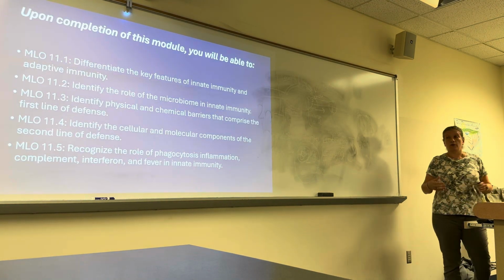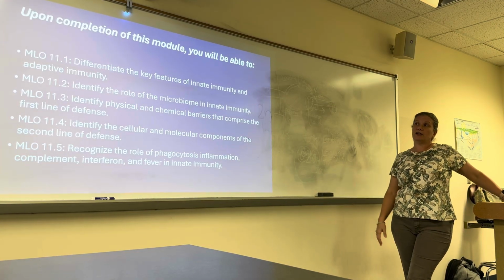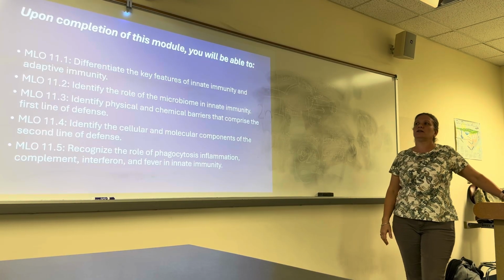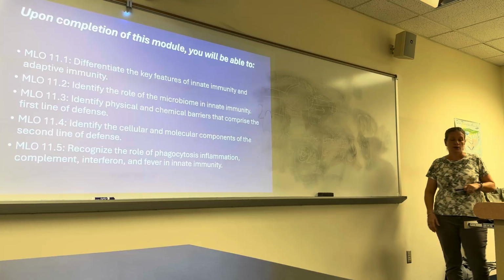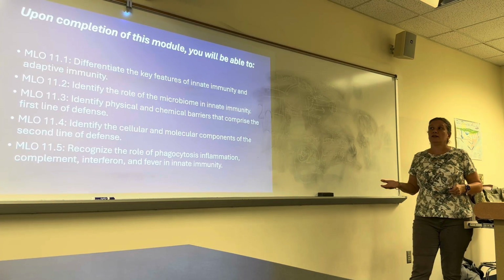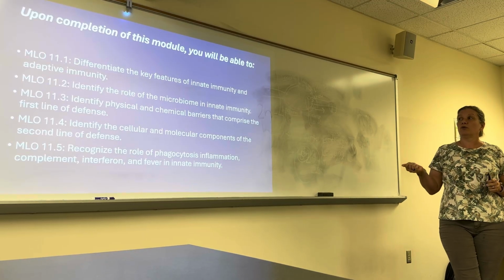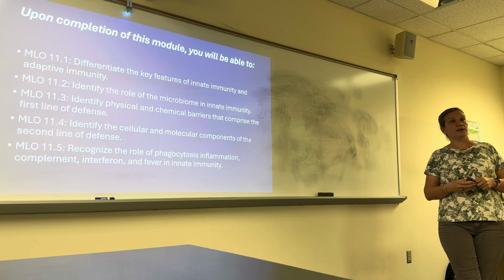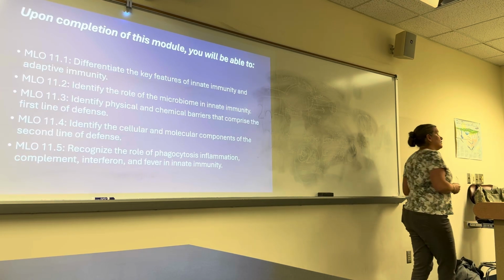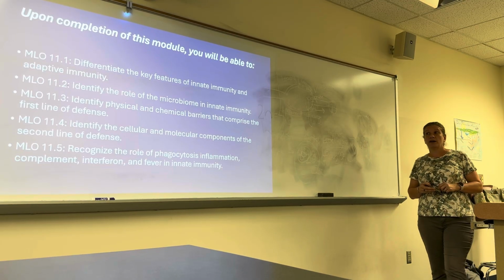As I've had for all my slides so far, for each module you do have a list of learning objectives, a general list of learning objectives that is located in that overview. Okay, so we're going to be looking at differentiation between innate immunity and adaptive immunity. We're going to be looking at the role that your normal microbiota play in your innate immunity, identifying the physical and chemical barriers that comprise the first line of defense.